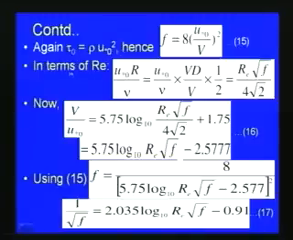Now, in terms of Reynolds number, we can write u star o into R by nu is equal to u star o by V into V d by nu into half.